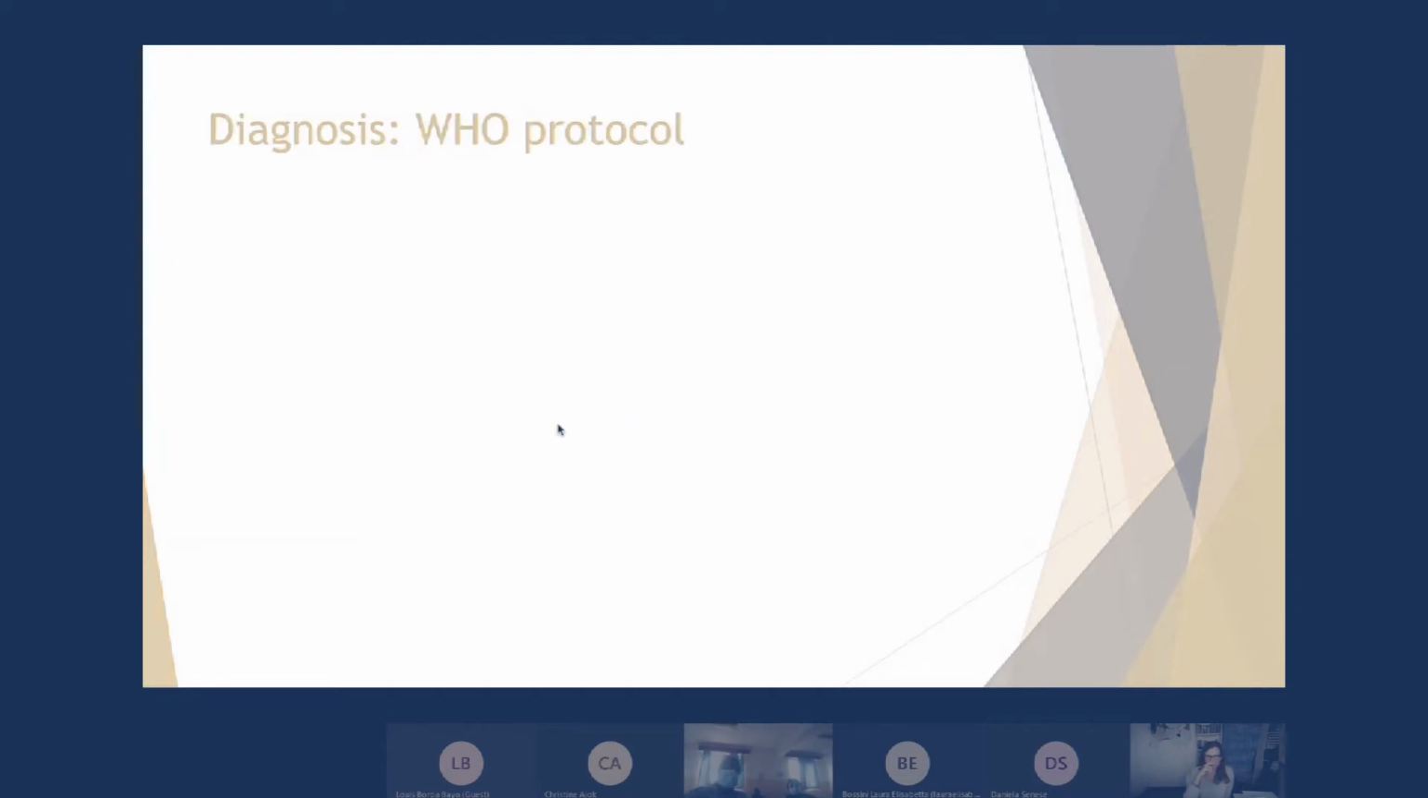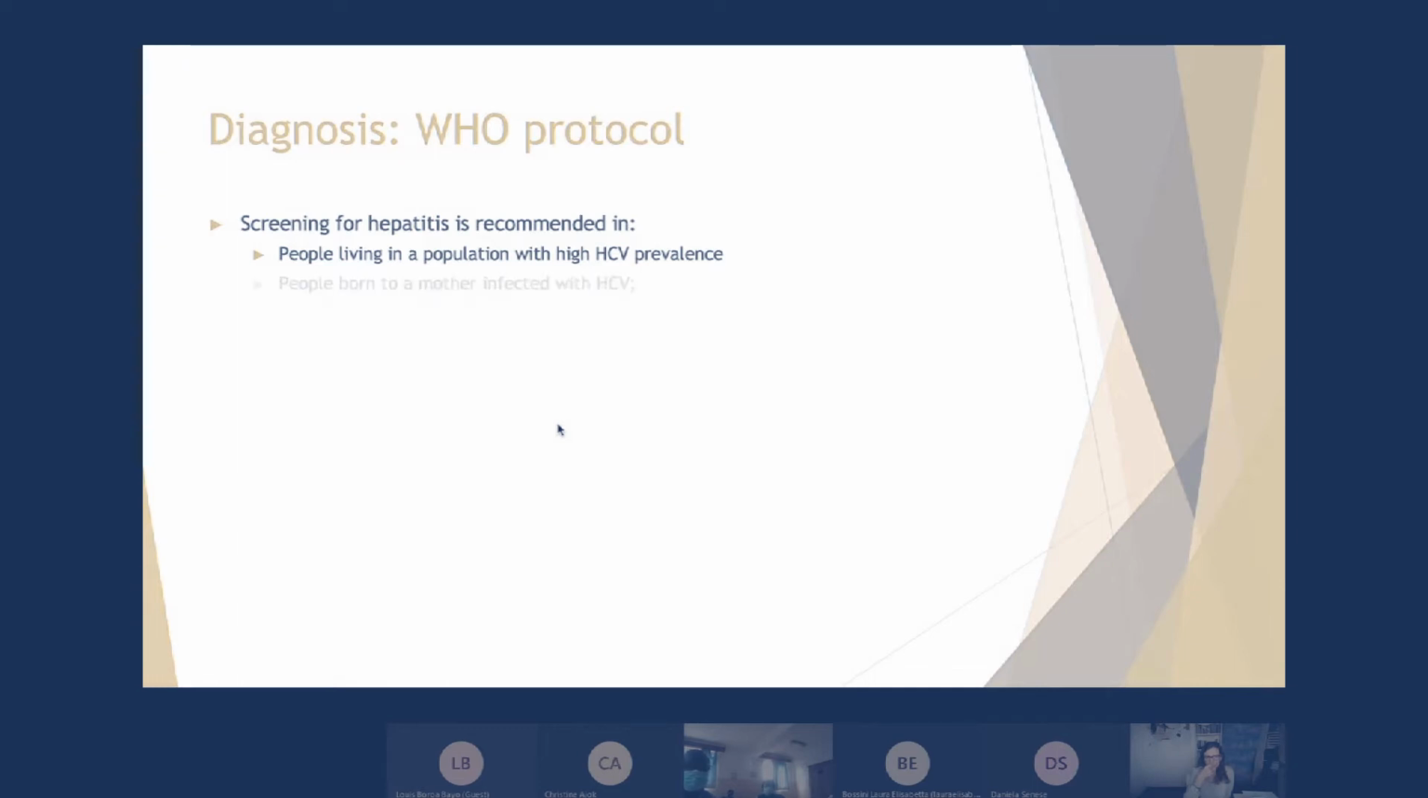What do we have to do to diagnose HCV? Screening for HCV is recommended in people from areas with a high prevalence of positivity, in people born to mothers who had HCV, and in people with a history of exposure, so we can talk about risky sexual behaviors, drug injections, or contact with contaminated blood. And of course, people who already have HIV or HBV, because we know that the rate of complications and of mother-to-child transmission increases in these categories.